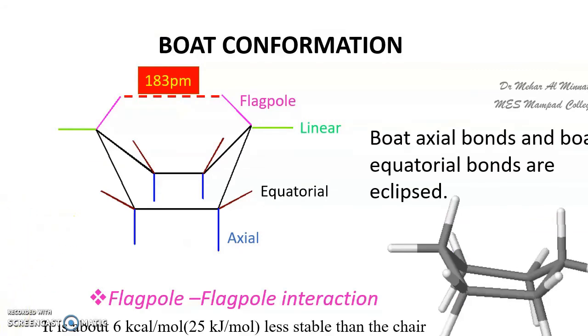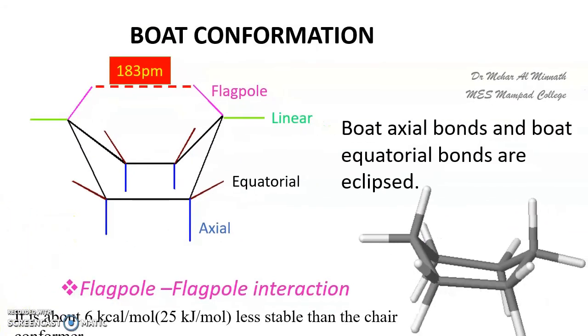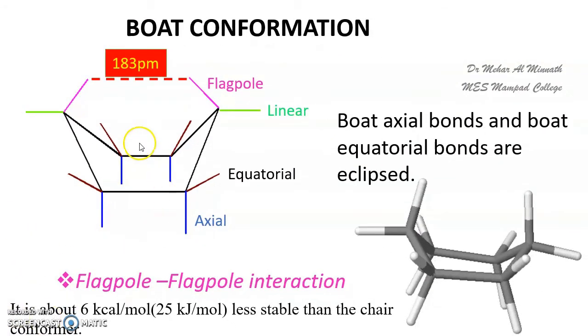Now when we draw the boat form, this is what we get. You can see the flagpole interaction over here, and the distance between the 2 flagpole hydrogens is only 183 picometer, which is much less than the 240 picometer. So these hydrogens will in fact be overlapping, and hence there will be a steric strain.